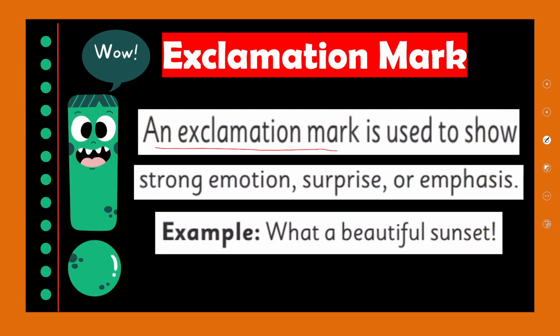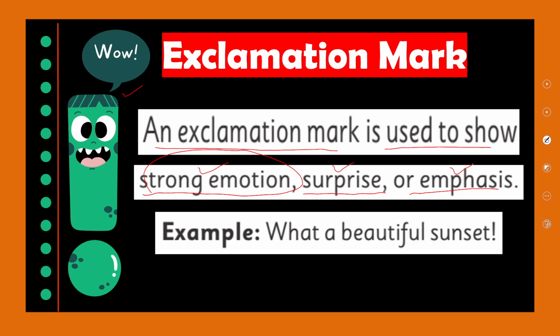An exclamation mark is used to show strong emotion, surprise, or emphasis. So when we want to show something we are feeling emotionally and that is a very strong emotion, you use an exclamation mark at the end. Or when you are surprised, or when you are emphasizing or paying very much emphasis on something.